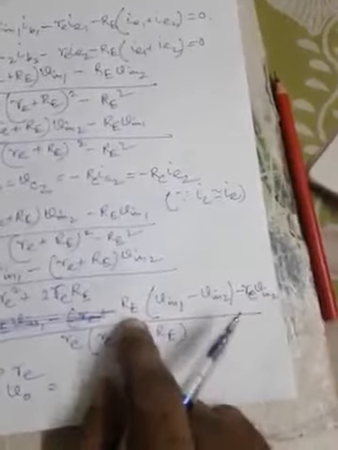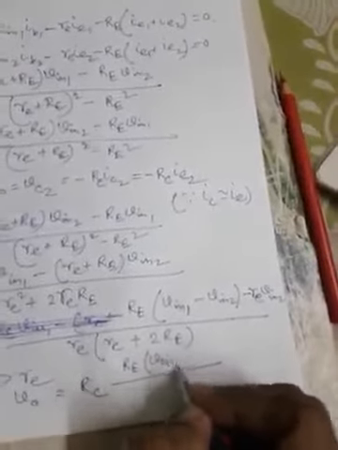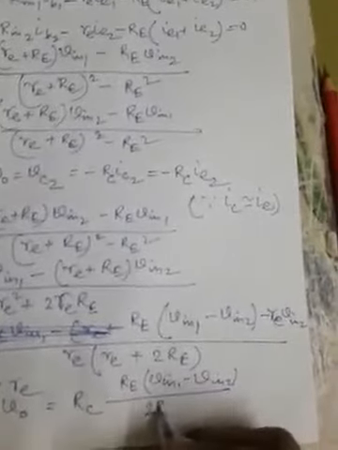Now if we once again compare capital RE and small re, it is found that capital RE is far greater than small re. So therefore VO can be written as: this term, small re V in 2, can be neglected with respect to this term, capital RE (V in 1 minus V in 2). So VO equal to RC into capital RE into (V in 1 minus V in 2), divided by, small re can be neglected, in the denominator it is 2 capital RE small re.